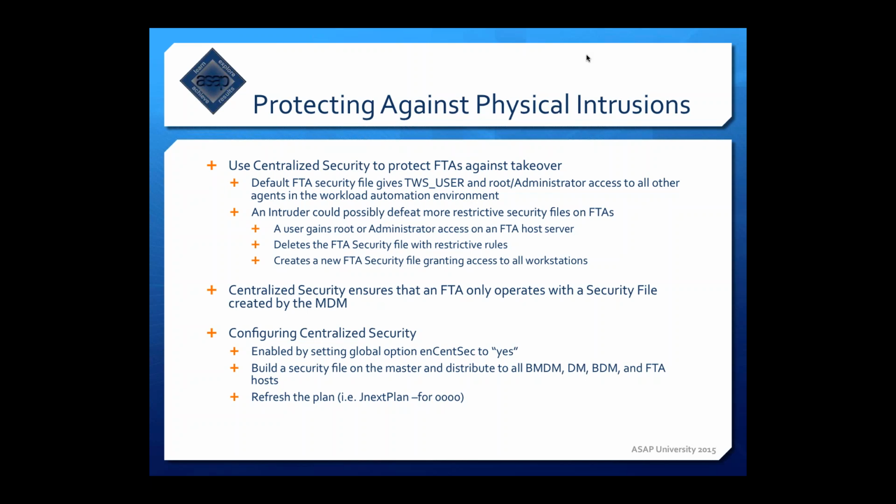And just in terms of configuring that, you've got to generate the security file on the master. You'd have to distribute the security file out to each of your agents, and you have to make sure the global option enables centralized security is set to yes. That only applies to FTAs. It's not really related to dynamic agents at all, since basically the control of what gets submitted and run is from the master, from the broker in the dynamic agent case. FTA is more decentralized.